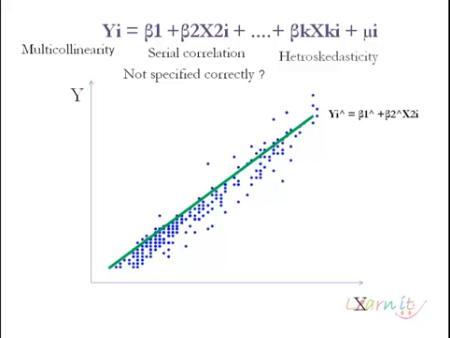Is there a problem of heteroscedasticity? That is, is the error variance not constant? Okay, for each of the observations, is the error variance different? In case it is, then it creates certain other kinds of problems.